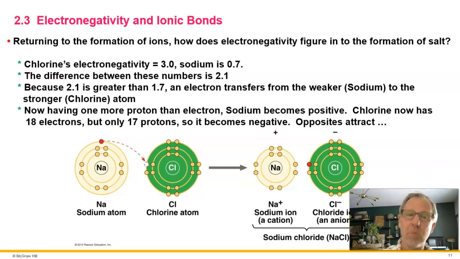So now, having one more proton than electron, sodium becomes a cation, positive. Chlorine becomes an anion, negative. Opposites attract, and bingo, we've got sodium chloride. It's based in electronegativity.